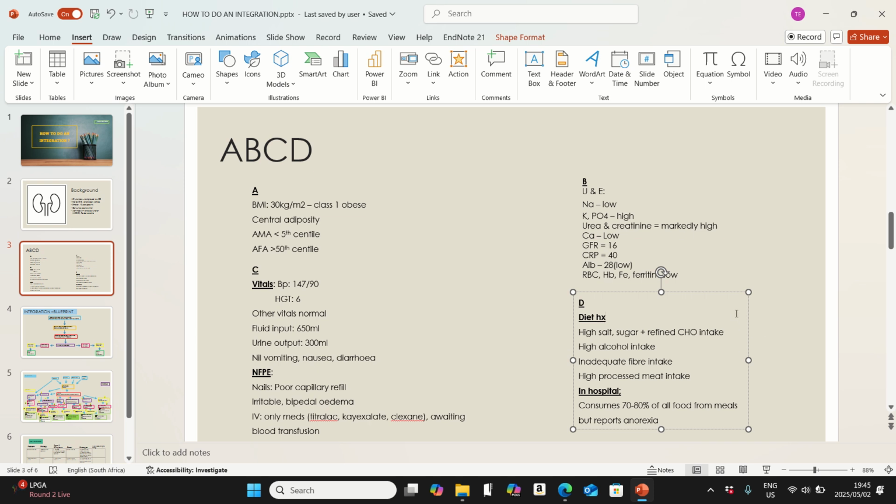Okay, looking at the diet history that we got from him, his diet was high in salt, sugar, refined carb intake, high alcohol intake. He had an inadequate fiber intake, and he also had a high processed meat intake. Okay, and then in hospital, he reports that he only consumes 70 to 80% of all food from meals, but he reports some anorexia. Okay, so the anorexia could also be related to the urea and the accumulation of toxic products inside the body.